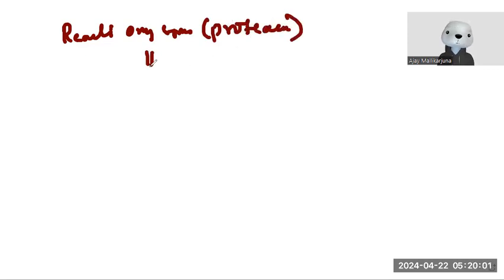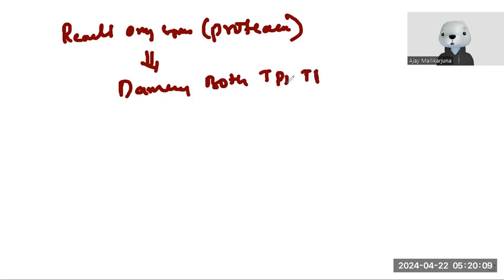Okay, this will damage both type 1 and type 2 pneumocytes. Type 1 pneumocytes are helpful in the exchange of gases, and type 2 maintain surface tension in the lung. So if they get damaged, there is an improper exchange of gases.